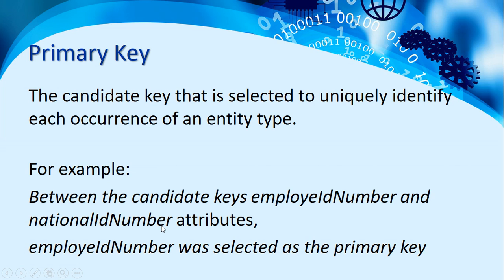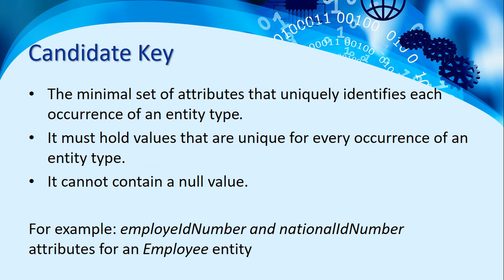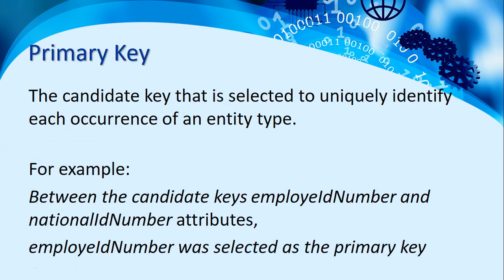So every time a new employee is added to the database, another 8 characters are allocated in the system. So that's another factor in selecting a primary key among candidate keys.